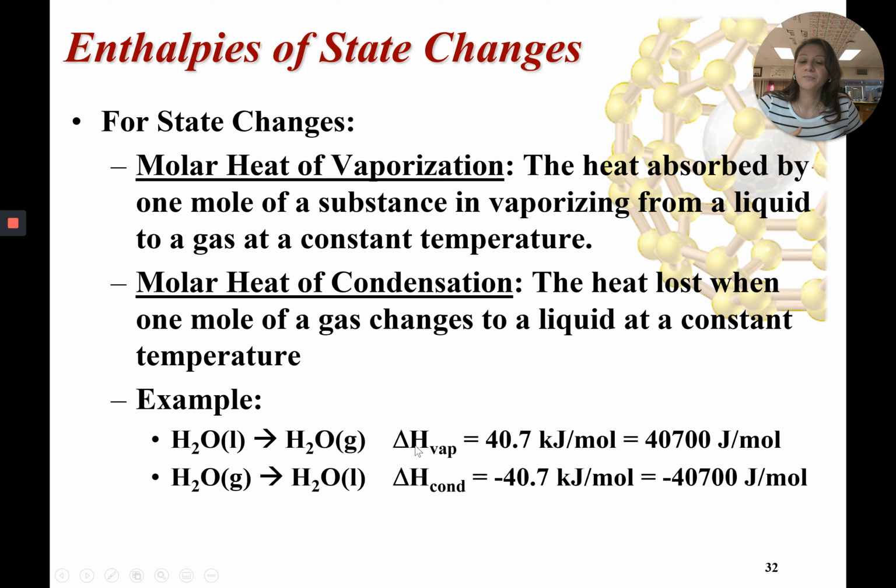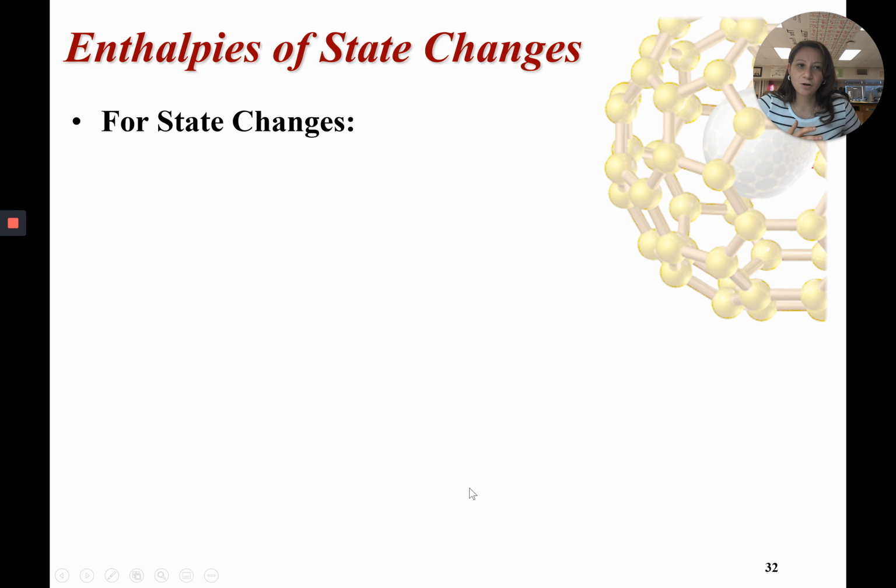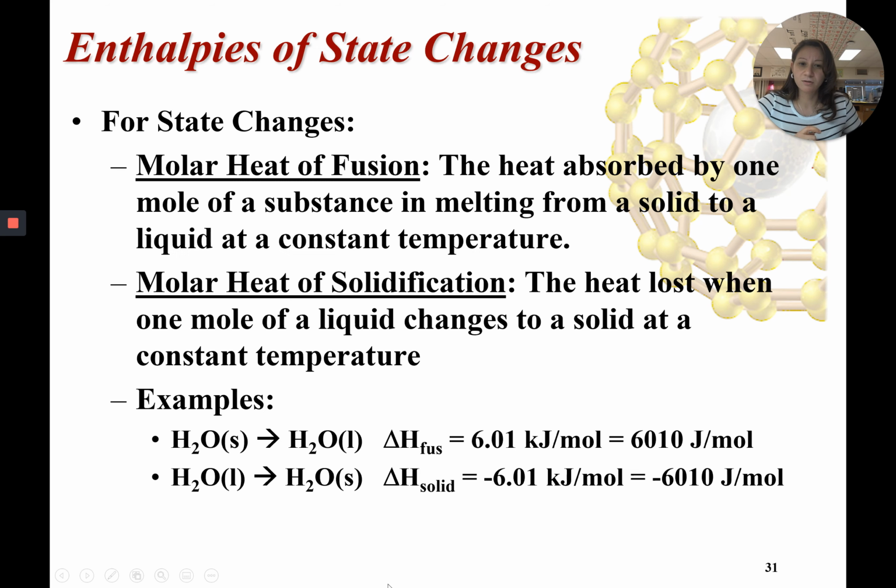So for water, the amount of heat that the liquid has to absorb in order to become gas is 40.7 kilojoules for every mole. And the amount of heat that's released when the gas condenses to liquid water is 40.7 kilojoules for every mole. In this case, we're releasing it. In this case, we are absorbing it. Notice that, again, those numbers will be given to you on the test. Notice that the heat of vaporization or condensation is much larger than the heat of melting or fusion.